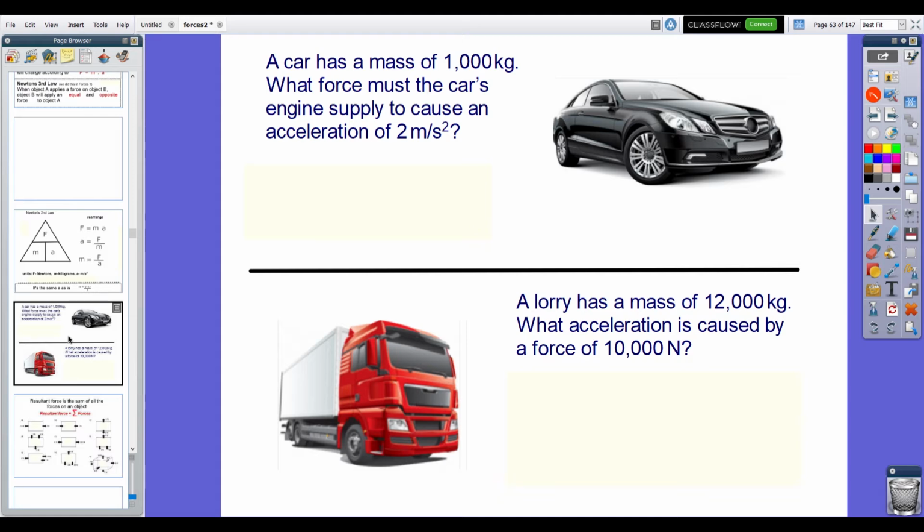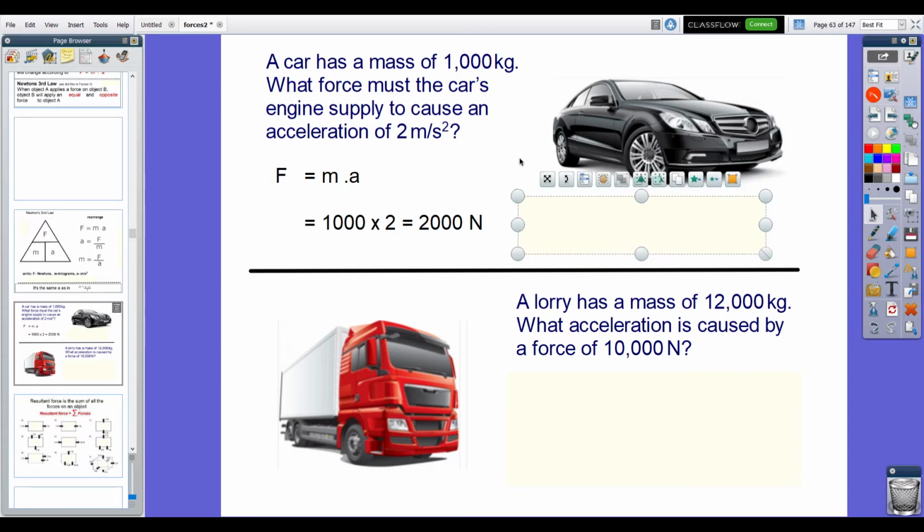A car has a mass of 1,000 kilograms. What force must the car's engines apply to cause an acceleration of 2 meters per second squared? Well, we're using F equals ma, so we might as well write that down first. We've got the mass, we've got the acceleration, so this is really just a case of plopping the numbers in. F equals ma, the mass is 1,000, the acceleration is 2. The force must have been 2,000 newtons.